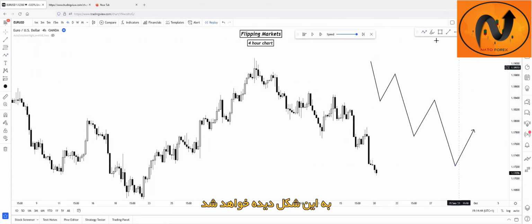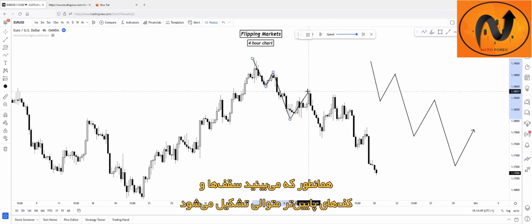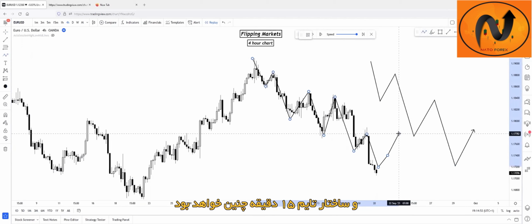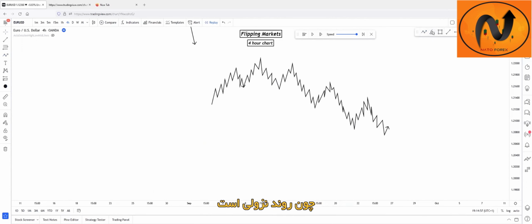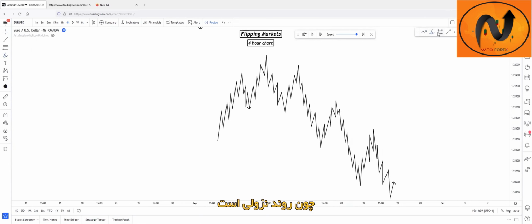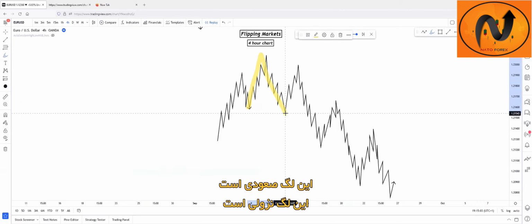So it will look like this. I will just mark the structure out again. So as you can see, it's creating a series of lower lows and lower highs. And the 50-minute structure will look like this because it's bearish. These are the 4-hour legs. This is one upside leg. This is one downside leg. This is one upside leg. This is one downside leg.